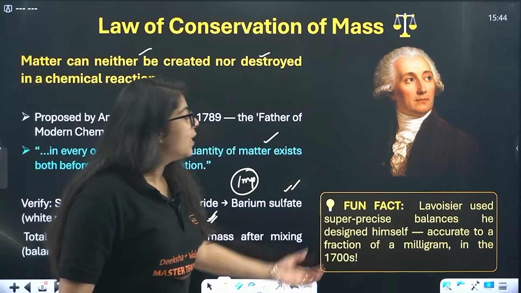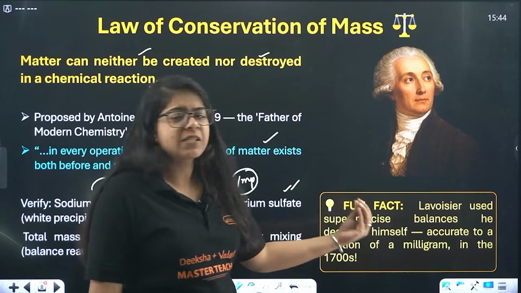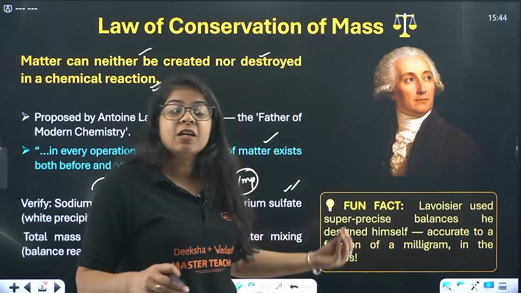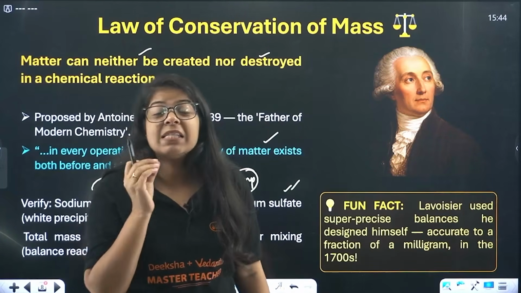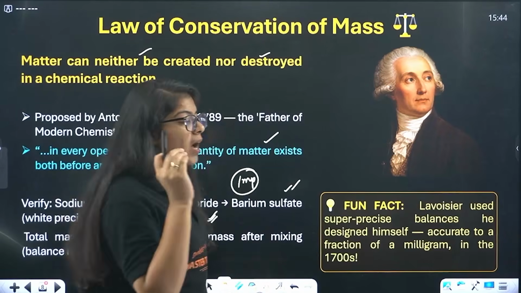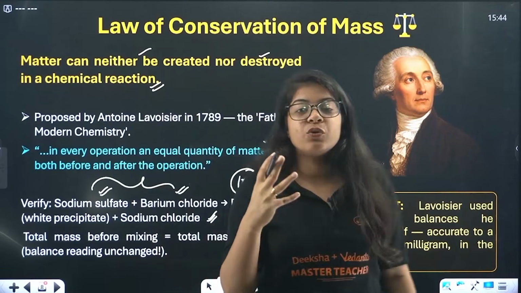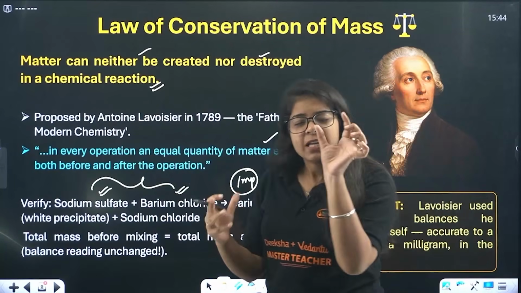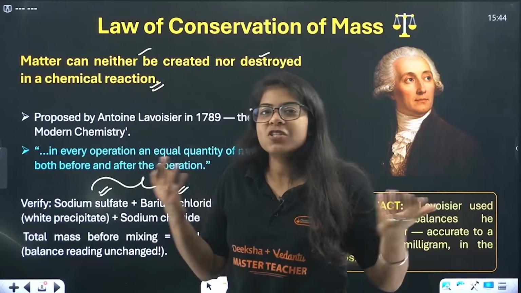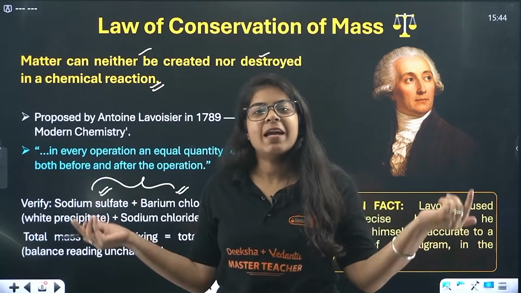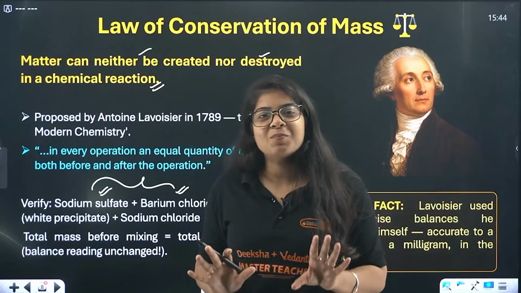Okay, now Lavoisier used super precise balances. He designed them himself, accurate to a fraction of a milligram in the 1700s. So beta, the weighing scales you use, right? I have a small weighing scale and it measures 0.1 gram, 0.2 gram. It just fascinated me and I bought it, and I used to measure random things on it.